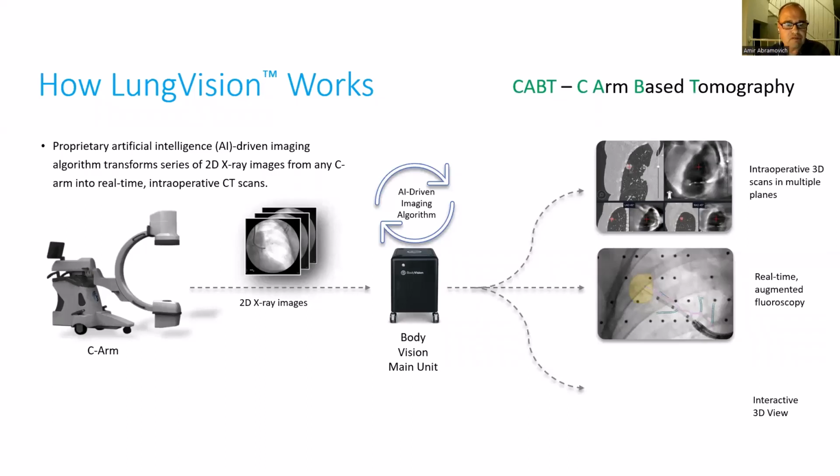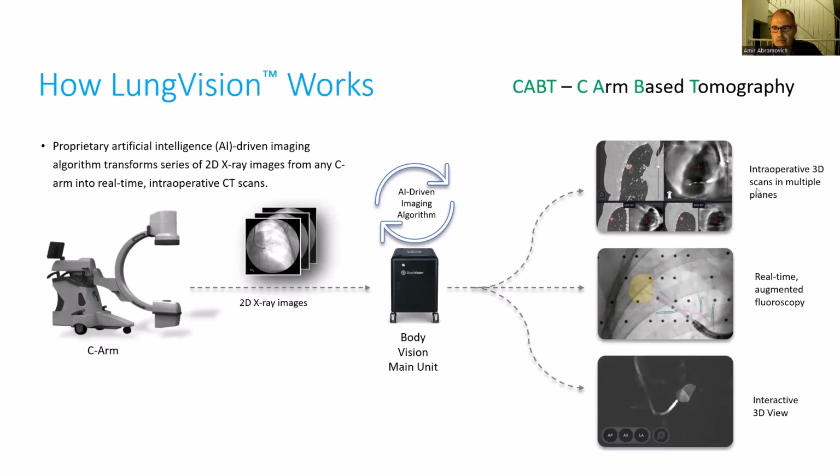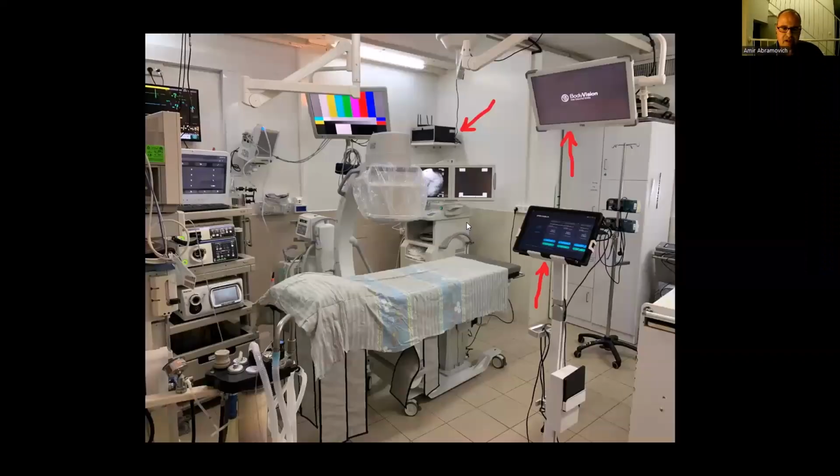So how does the LungVision system work? This is actually an artificial intelligence-driven imaging algorithm that transfers a series of 2D X-ray images from any C-arm into real-time intraoperative CT scans. So you have a C-arm, you have the system, and with this system you can have intraoperative scans in multiple planes. You can see here the nodule, and you can see even tool and lesion imaging, and you can see the real-time augmented fluoroscopy, and you can even have the interactive 3D view. In fact, when you spin your C-arm around the nodule, you have what we call CABT, which is a C-arm-based tomography.